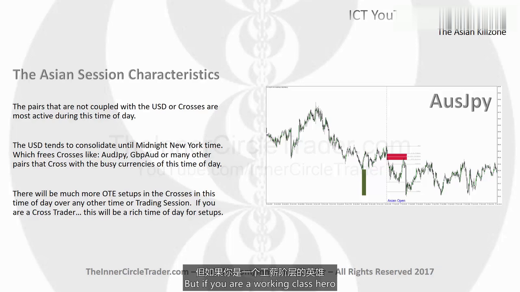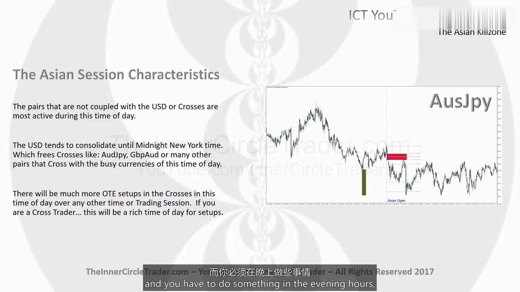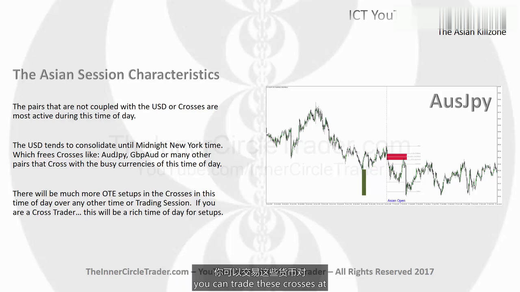But if you are a working class hero and you can't be watching the markets intraday during the London or New York session, and you have to do something in the evening hours, but before midnight, and still have a restful sleep, you can trade these crosses at this time of day, and many times you can catch anywhere between 20 and 50 pips. Not every single day, but a couple times a week you can find scenarios like that in the crosses.